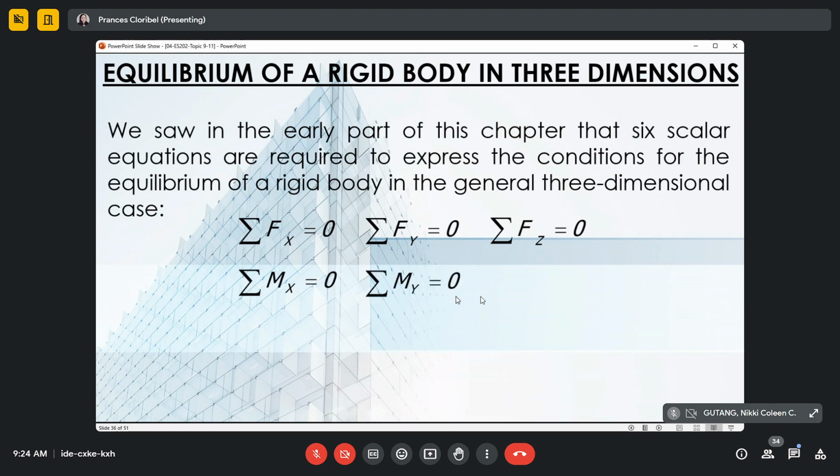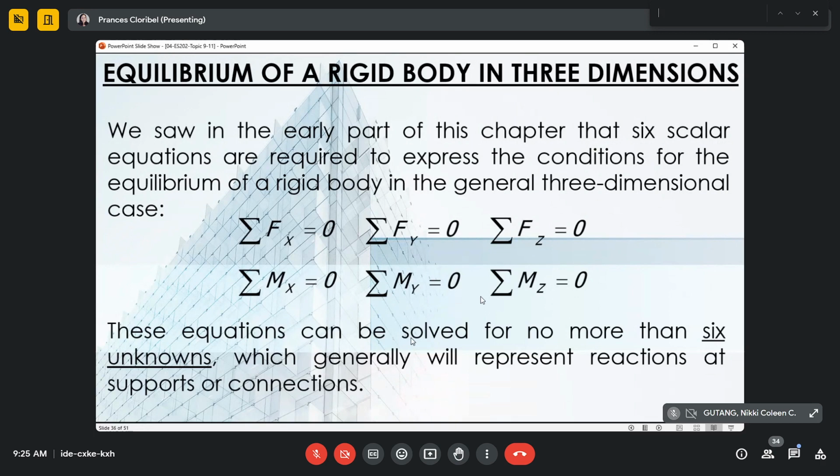There are 3 conditions for equilibrium in two dimensions. However, in 3D, there are 6. We are going to express our moment in terms of its x, y, and z components as well. So, the summation of forces must be equal to 0, meaning 0 displacement along x, y, and z, and no rotation about x, y, and z also.